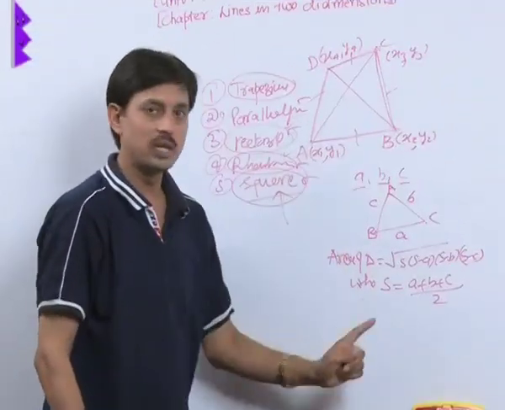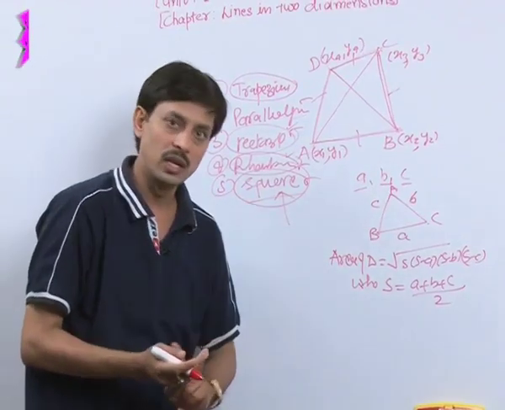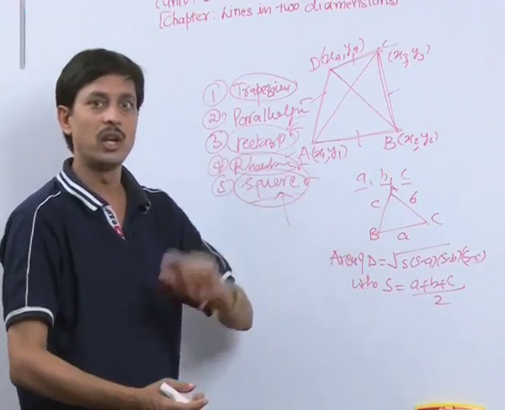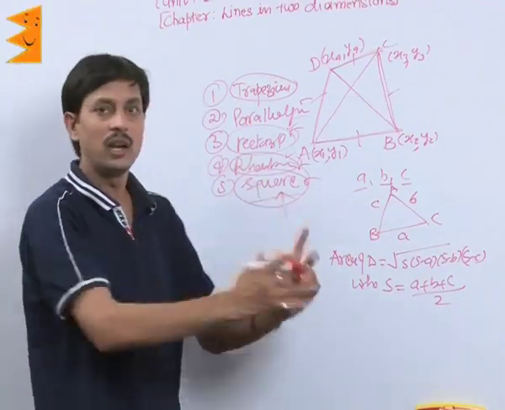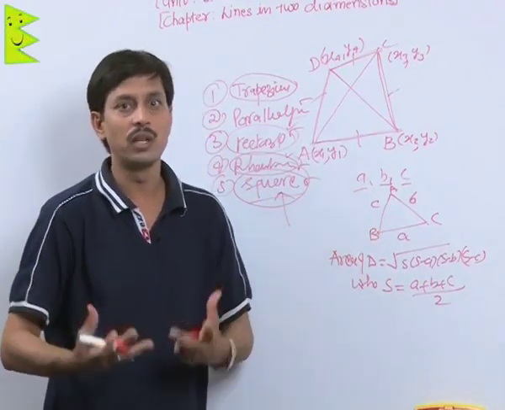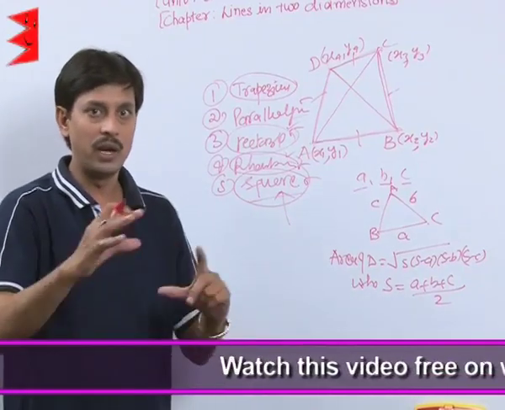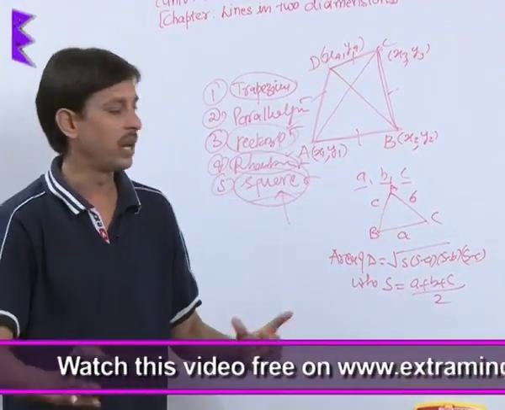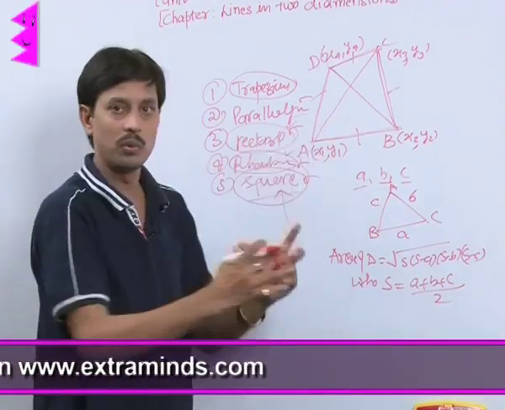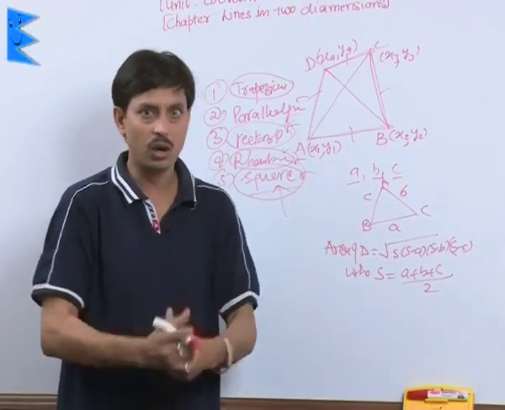So the distance formula is applicable to check collinearity, to check the nature of a triangle, to check the nature of a quadrilateral, and to find the area of a triangle. And a quadrilateral is a combination of two triangles. So if you want to calculate the area of a quadrilateral using the distance formula, you separate it by drawing one diagonal into two triangles, and the sum of the areas of the two triangles will give you the area of that quadrilateral. Similarly for a pentagon and other figures also.